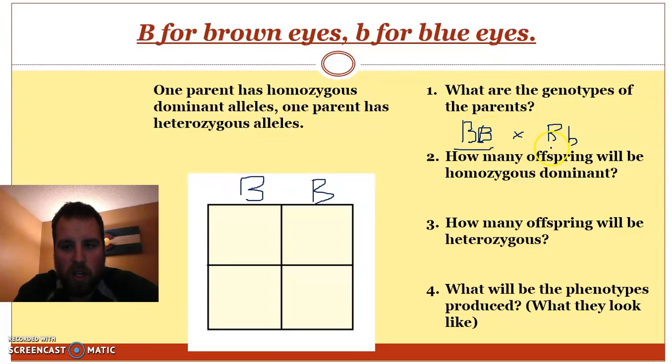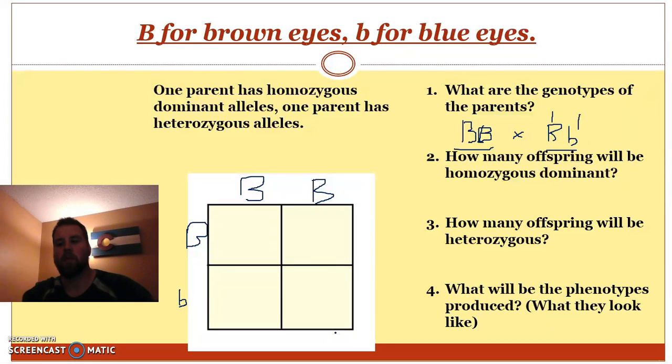And same thing for the other parent, big B, little b. They can either pass on this one, or they can pass on this one. So let's look at all the outcomes. So we'll put the big B here, we'll put the little b right here. Okay, so we have our Punnett square set up, 50% chance of passing on each one both ways.